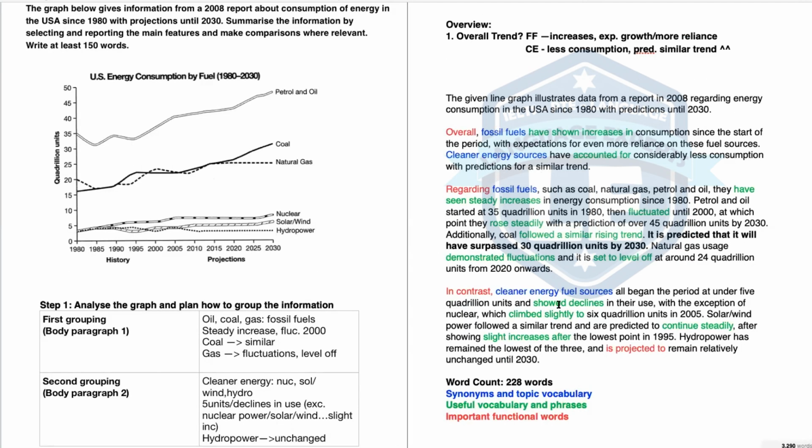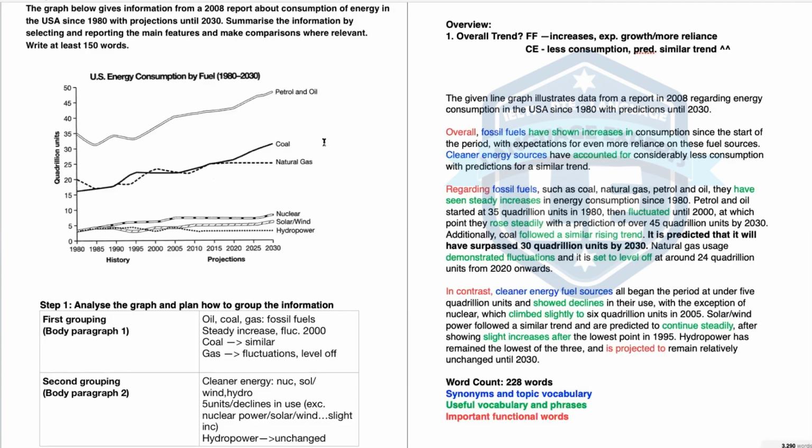So I have color-coded words, red, blue, and green, based on this area below. So we have synonyms and topic vocabulary in blue, useful vocabulary and phrases in green. This also includes some grammar. And red is important functional words. And you'll note that our word count is 228 words. That is about as high as you want to go.